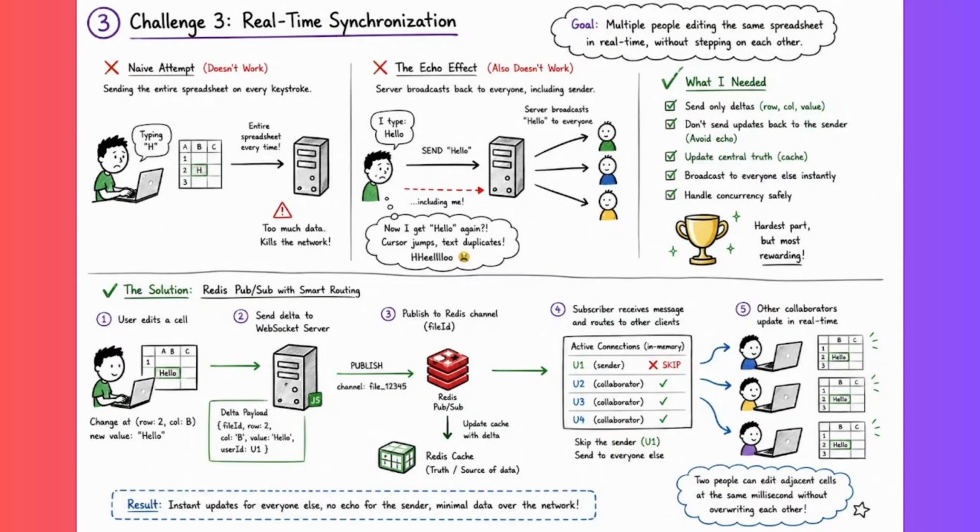It updates the central Redis cache so that the truth is saved, and it updates all the other collaborators' screens instantly, but it leaves the original sender alone. Getting that concurrency perfect, where two people can edit adjacent cells at the exact same millisecond without overwriting each other, was the hardest but most rewarding part of the entire build.